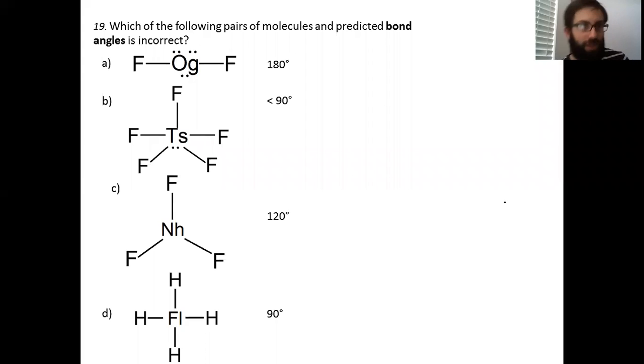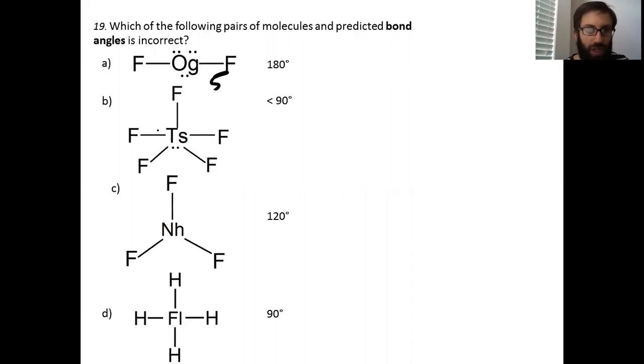All right, so we're on to review for number 19. Which of the following pairs of molecules and predicted bond angles is incorrect? So this is testing your bond angles. And here we have a Lewis structure that has a steric number of 5, right? Let's get all the steric numbers.